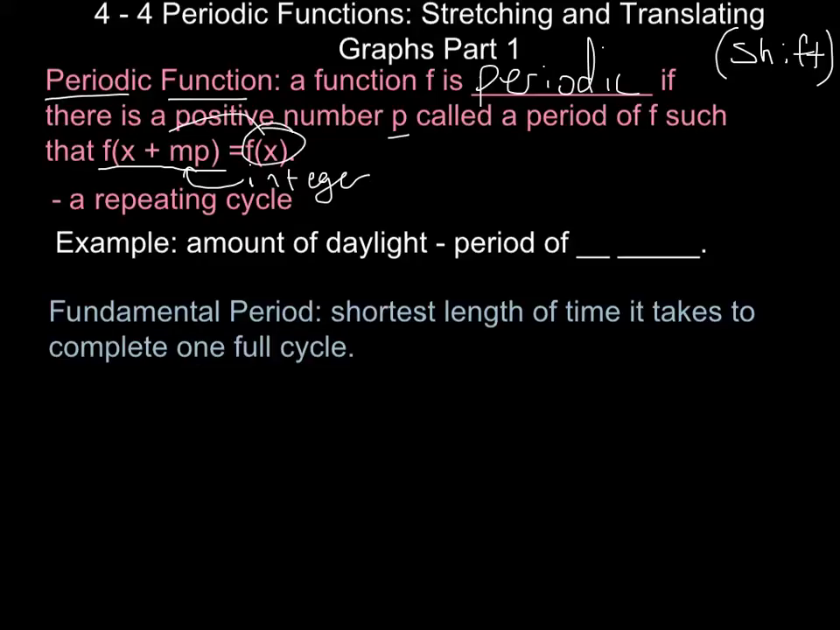In other words, if you shift f of x to the left or to the right and it still looks the same, that means it's periodic. It repeats over and over and over. This means that you have a repeating cycle. That's all that it really means.